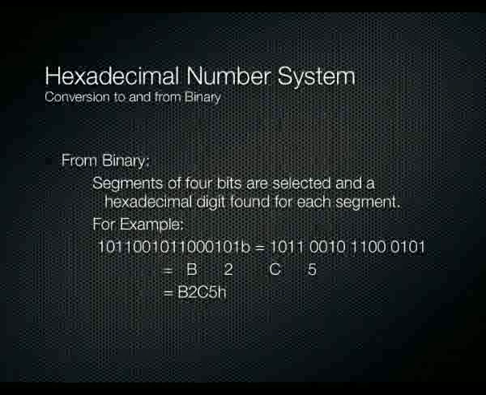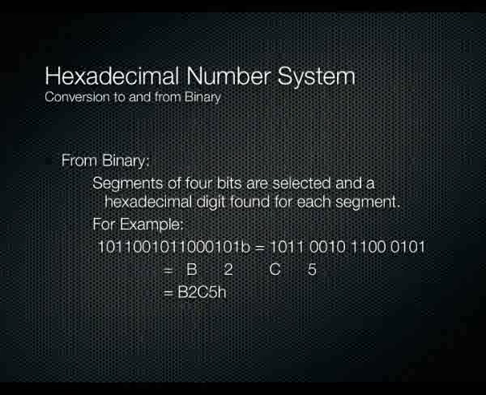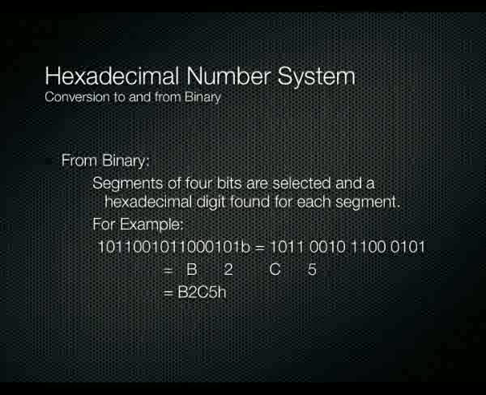So, of course, the opposite also applies. When we go to convert from binary back to hexadecimal, we simply take the binary number, starting at the least significant digit, and we split it up into chunks of 4 bits. Using each of the 4 bits, we then convert them to the equivalent hexadecimal number. So in this case, we've got 1011001011000101 in binary, and we want to convert that into hexadecimal, so we break it up into chunks of 4.